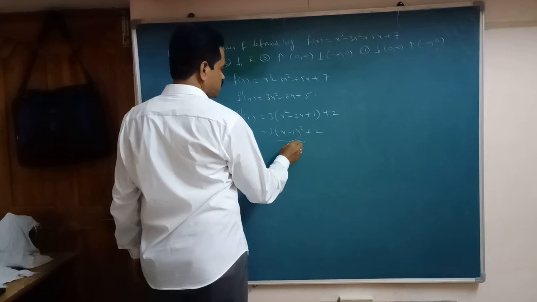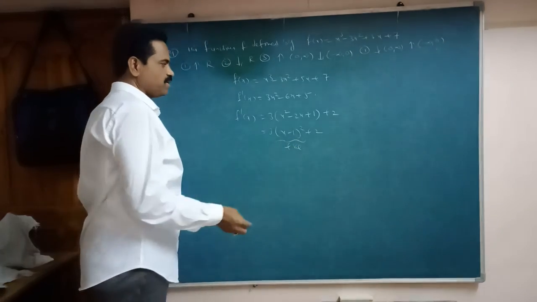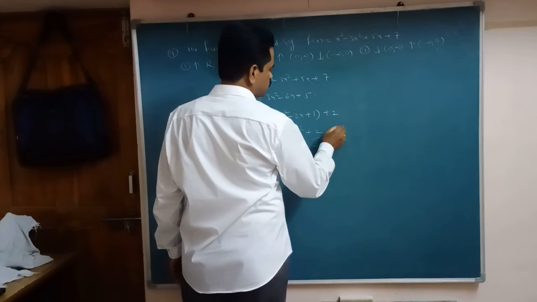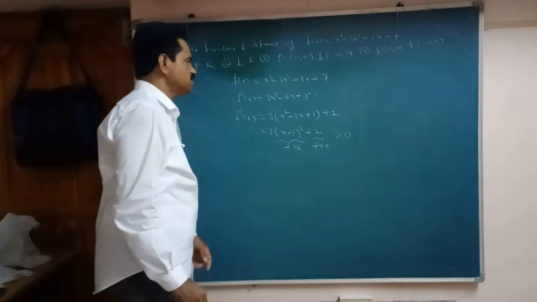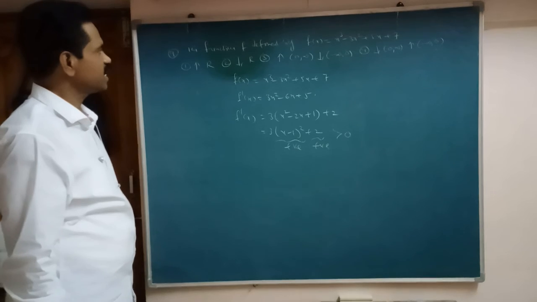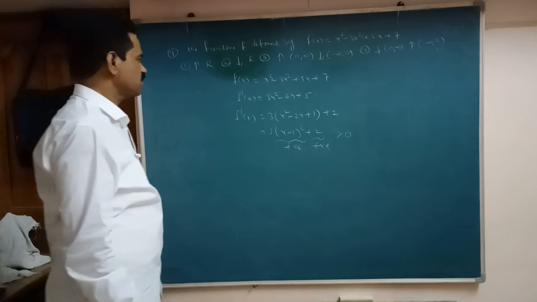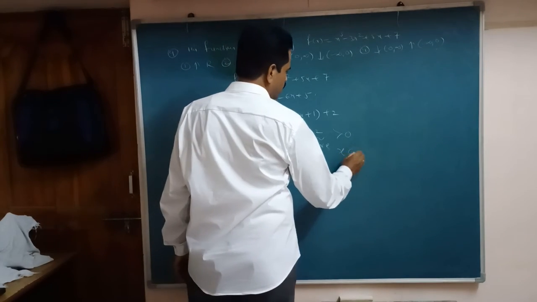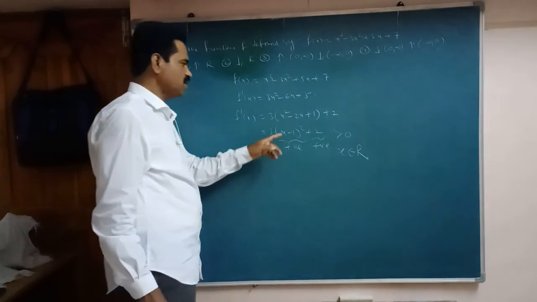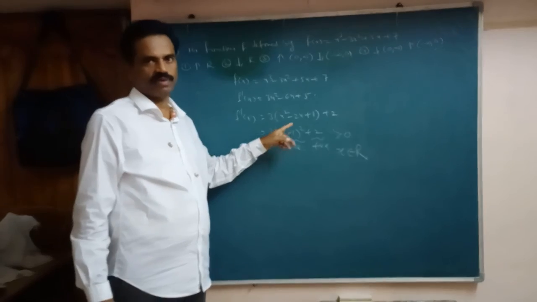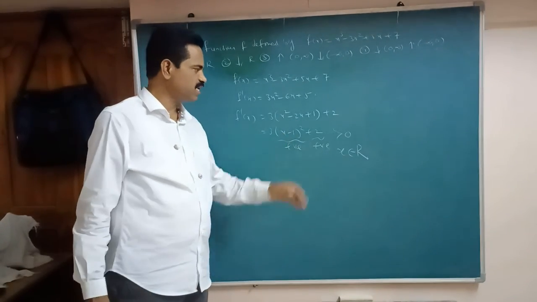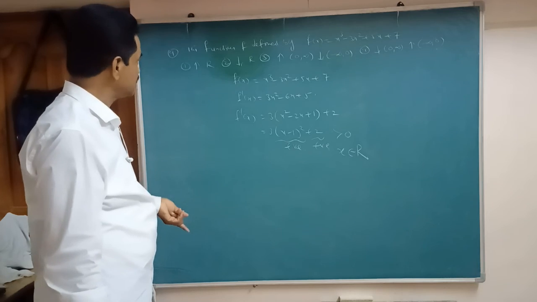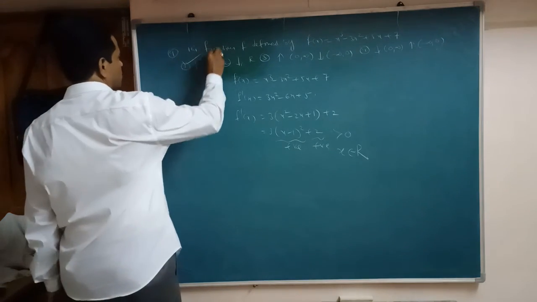It is a perfect square, so it is positive. Positive plus positive is also positive. So in total f dash x is greater than 0 for any value of x, because the power is even. For all x belonging to R, it is greater than 0, which means it is increasing on R. So which is correct here? First option.